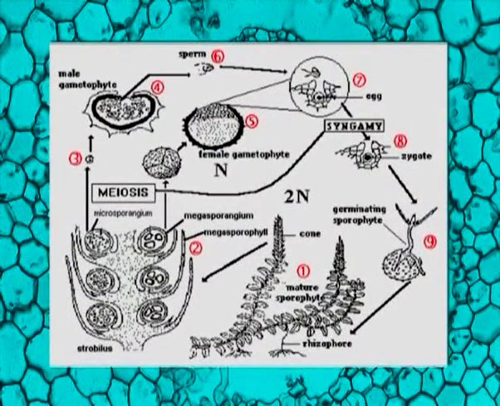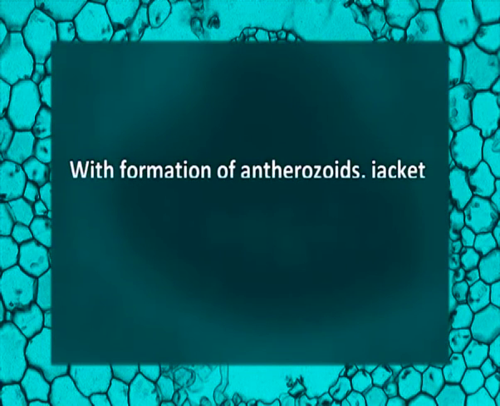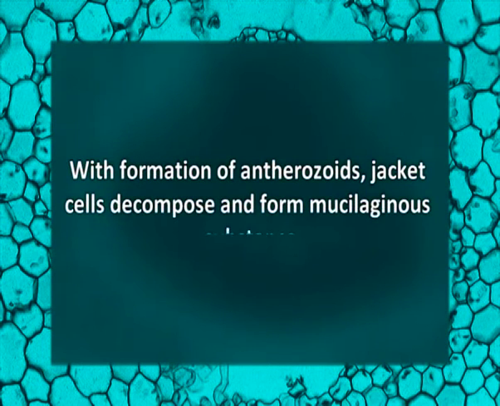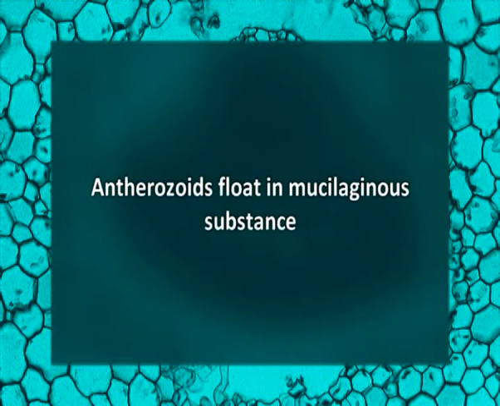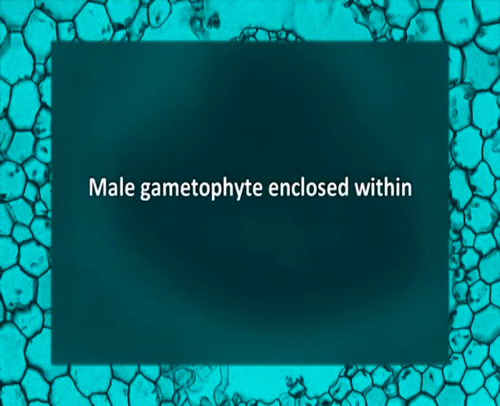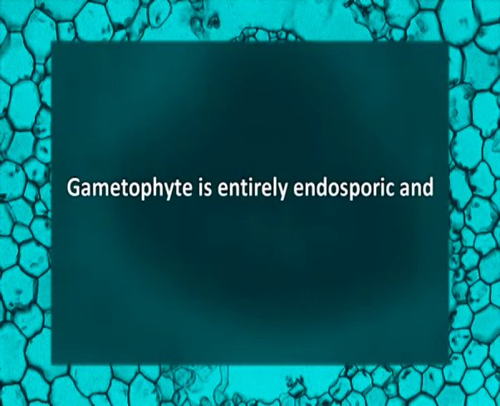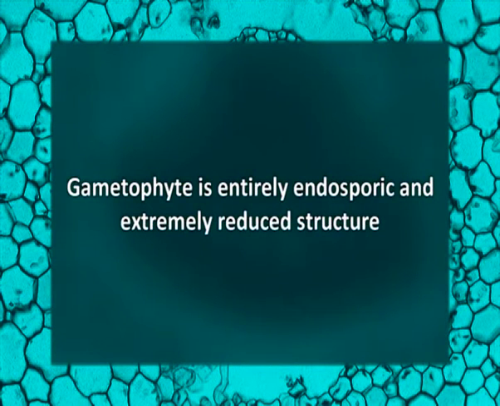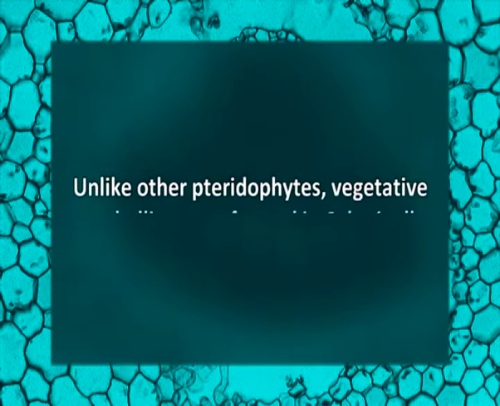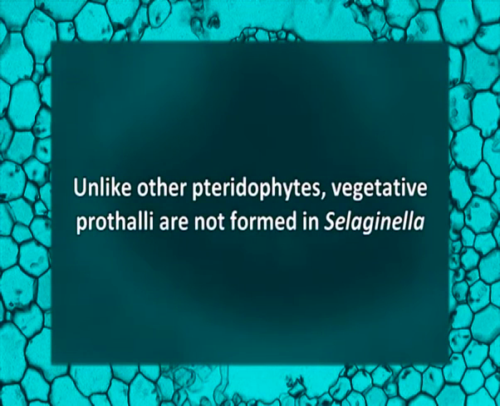The antherozoids of Selaginella are perhaps the smallest amongst the vascular plants. With the formation of antherozoids, the jacket cells decompose and form a mucilaginous substance. The antherozoids float in this substance. Until this stage, the male gametophyte is completely enclosed within the wall of the microspore. Thus, it is entirely endosporic and an extremely reduced structure. Unlike other pteridophytes, vegetative prothallus is not formed in Selaginella. The gametophyte is not set free and is dependent on the parent sporophyte for nutrition.